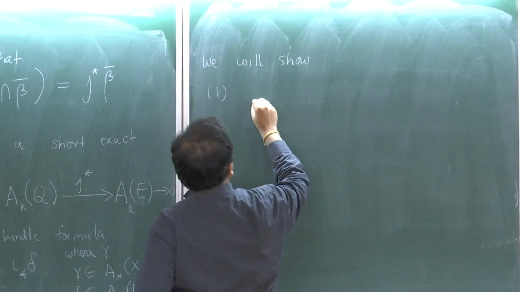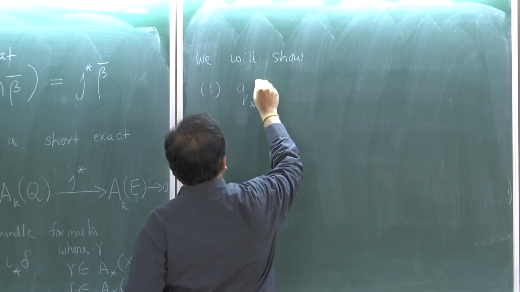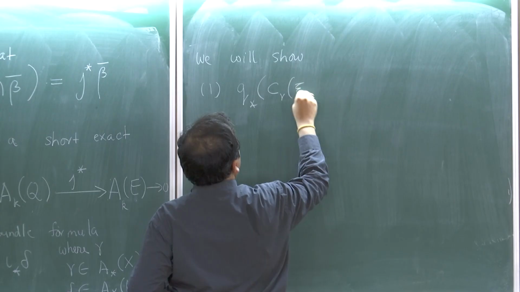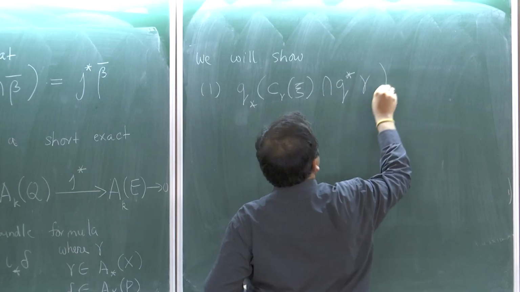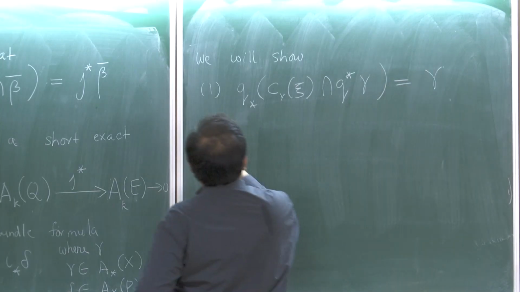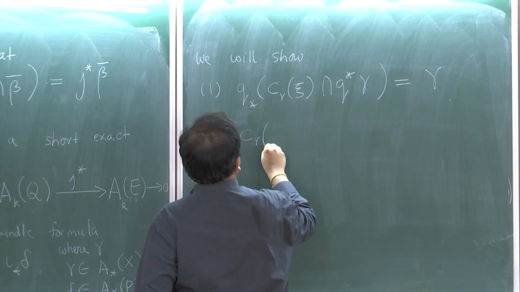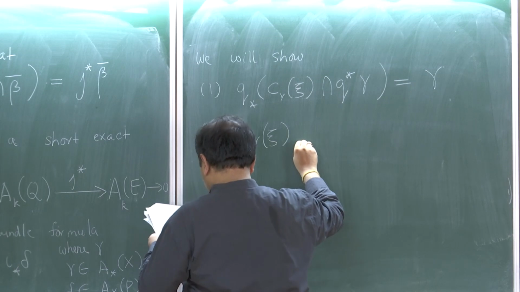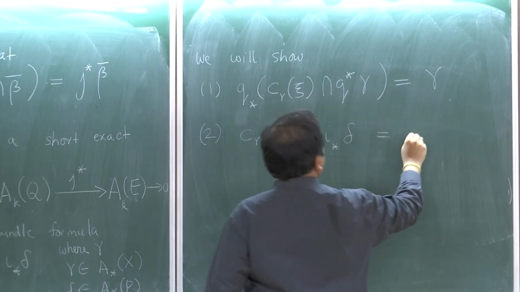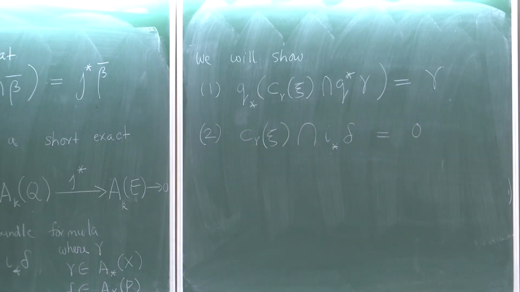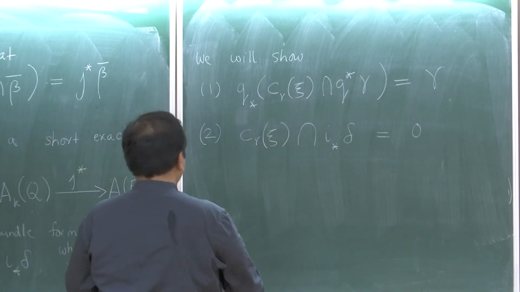We will show that Q lower star of CR psi of Q upper star gamma is equal to gamma. And second, we will show that CR of psi acting on I lower star delta is equal to 0. The thing is that this is supposed to be enough. So let me just check that it is enough.